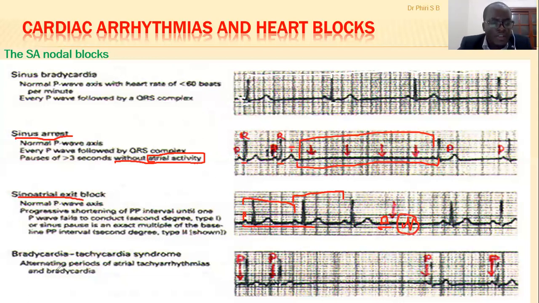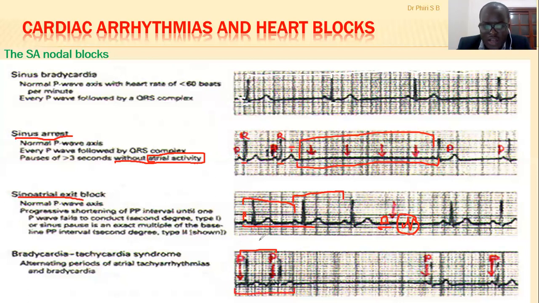Then sometimes you can have bradycardia-tachycardia syndrome. So bradycardia-tachycardia syndrome is whereby you have an increase in the heart rate followed by missing heartbeats. Then you also have the bradycardia within the same patient. So you can see from this ECG that the PP interval here is reduced. If the PP interval is reduced, it means you're going to accommodate more heartbeats per minute. So this portion is showing tachycardia.